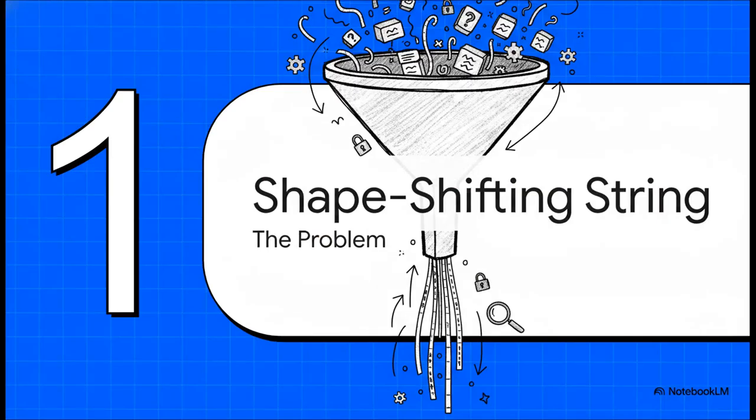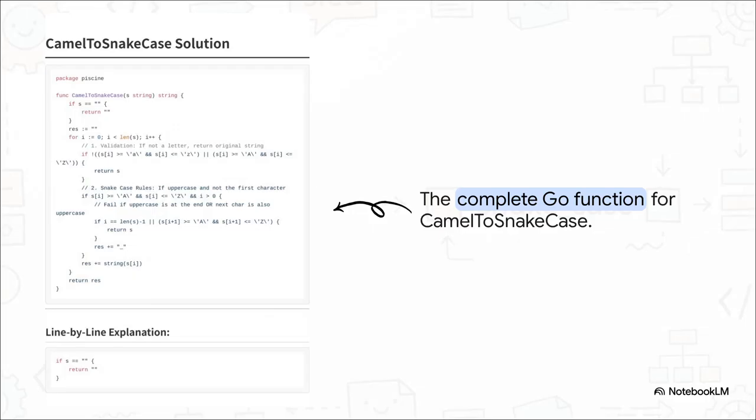All right, part 1. The shape-shifting string problem. So I want you to try and picture this function not just as a block of text on a screen, but almost like a physical high-security funnel. Data gets dropped in at the top, and it is just ruthlessly filtered, analyzed, and shifted around until only perfectly formatted data drops out of the bottom. This right here is the complete Go function for CamelToSnakeCase. Now, don't panic. You don't need to read every single line right this second. We're going to break it all down.